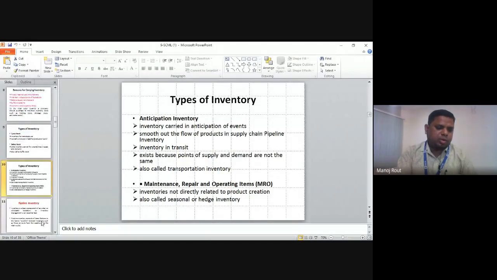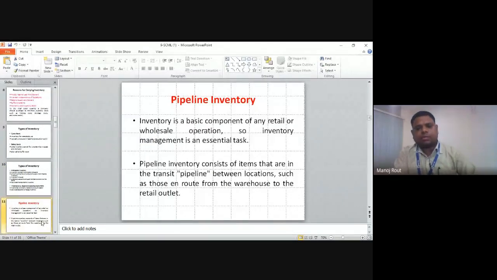Moving to the next and most important topic, pipeline inventory. In the case of pipeline inventory, try to understand: inventory is a basic component of any retail or wholesale operation, so inventory management is an essential task. Pipeline inventory consists of items in transit, known as the pipeline, between locations, such as those en route from the warehouse to the retail outlet. So this type of inventory is your transit inventory.